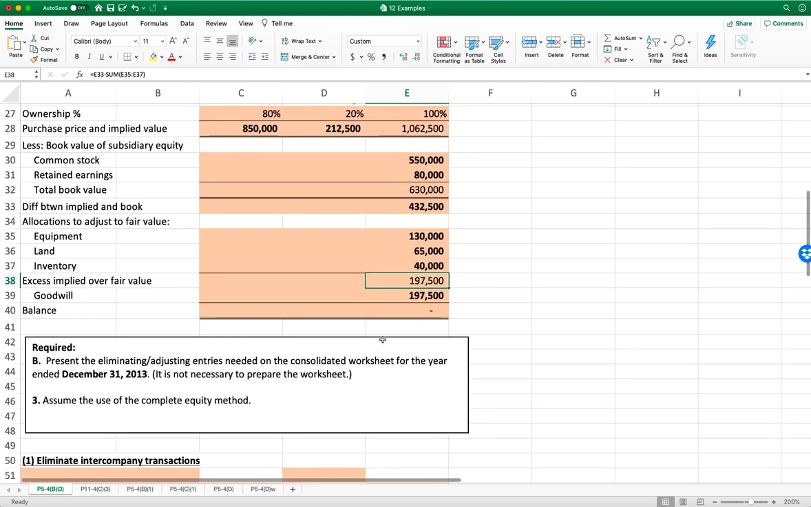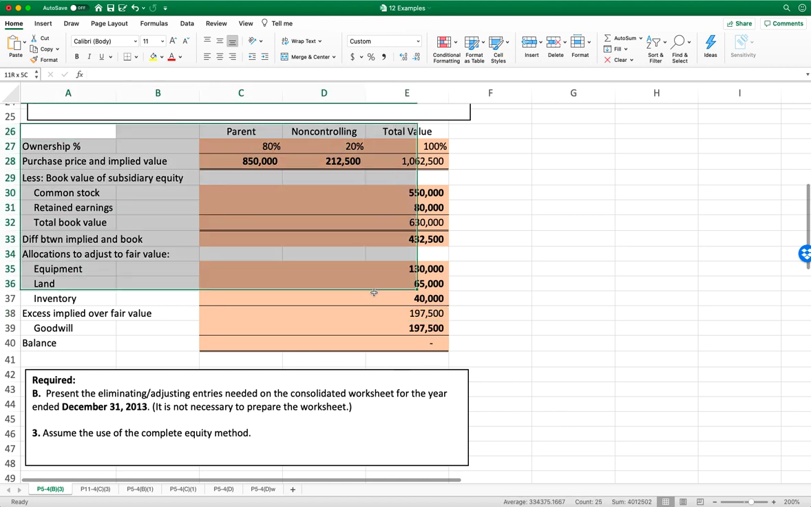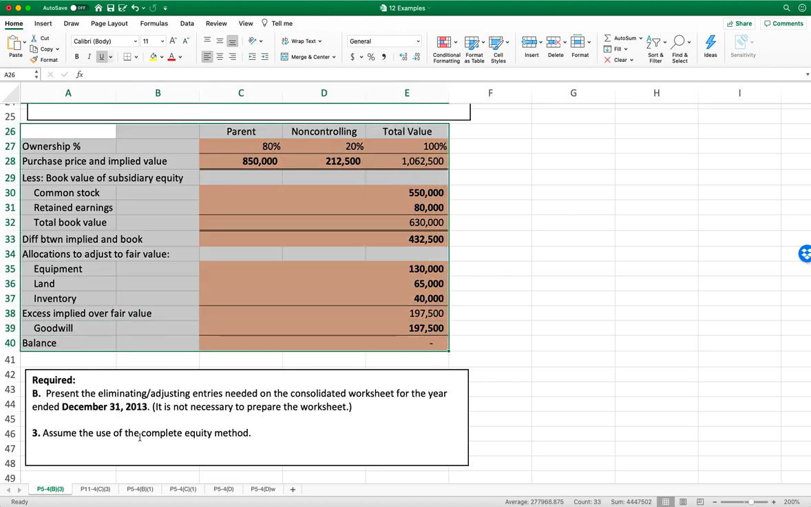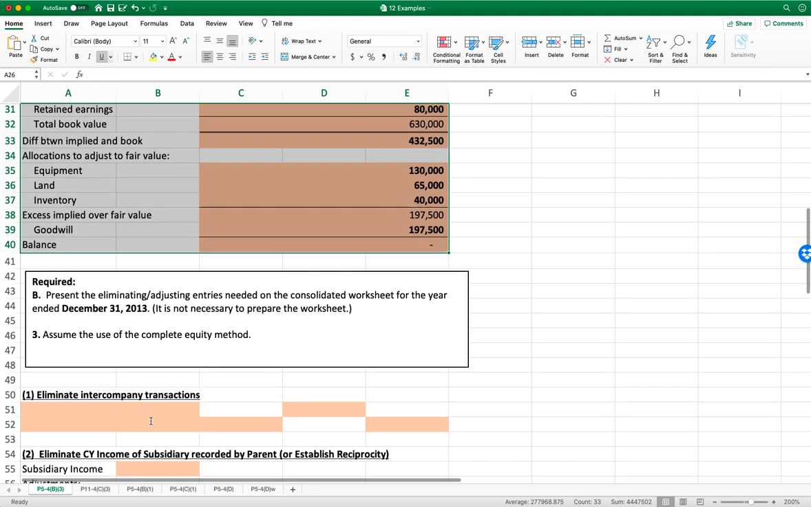So what we're going to do is put together our eliminating entries for our first year end. So again, remember, this is as of our date of acquisition. And now we've moved forward in time to the end of the first year that this consolidated entity has operated.